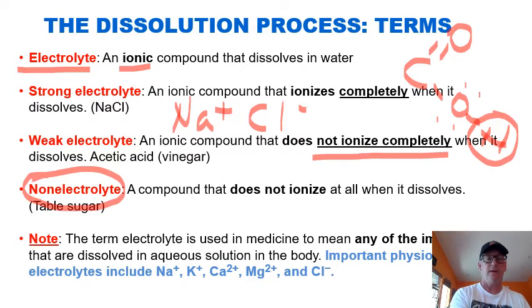So in the medical field, we use electrolytes to mean generally any of the really important ions that show up in blood in the body. Potassium, sodium, calcium, magnesium, chloride ion, the ones that we typically see. So that's what we generally mean when we say electrolyte in a medical situation.